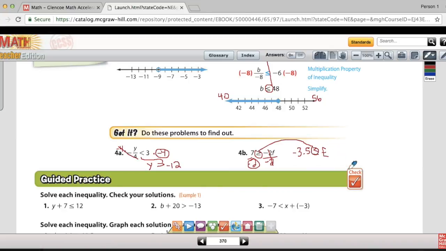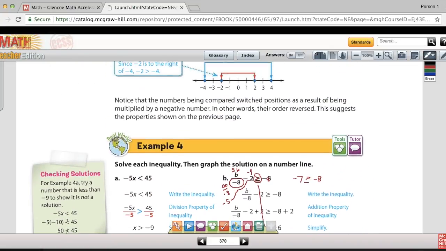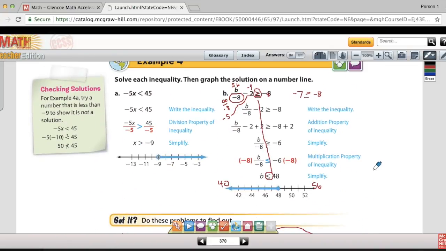Okay, make sure to do your homework check and make sure you understand how inequalities work when you're solving them, especially when you multiply or divide by a negative number.